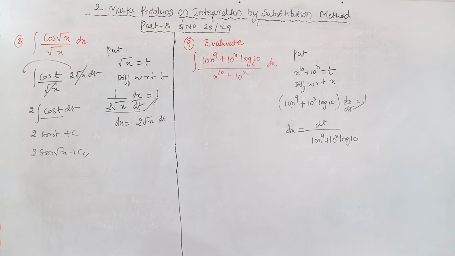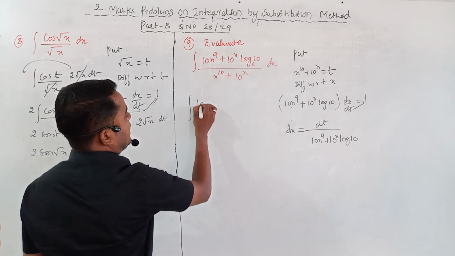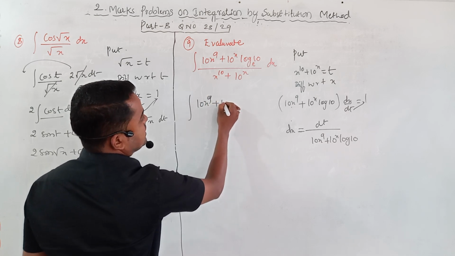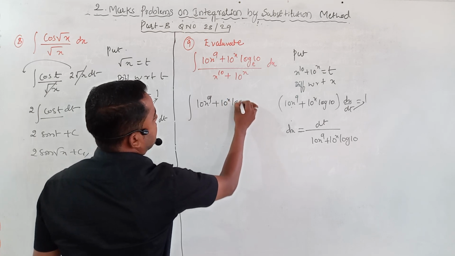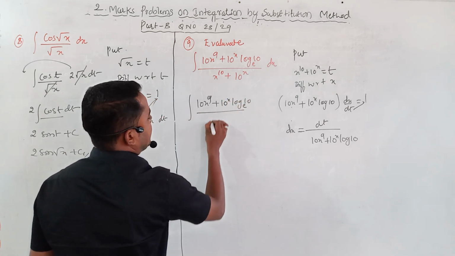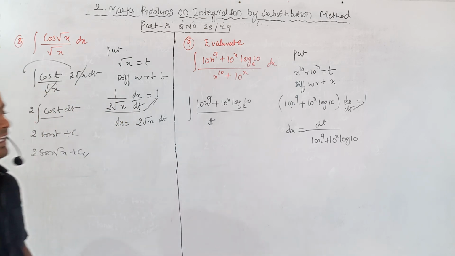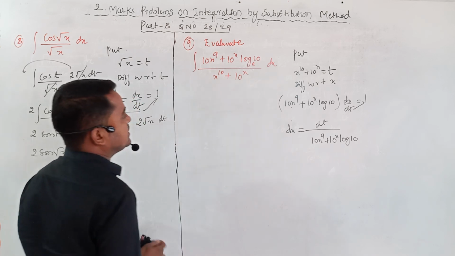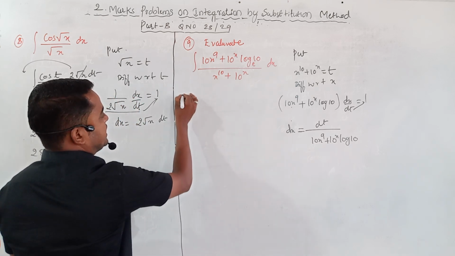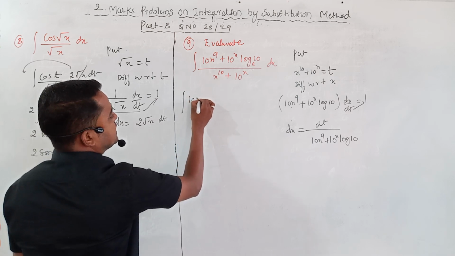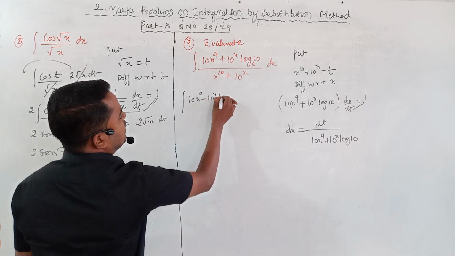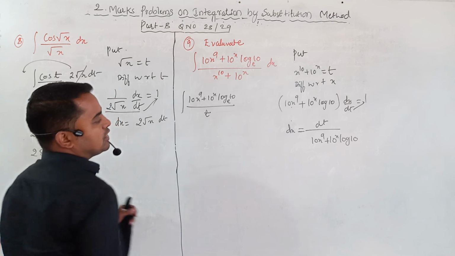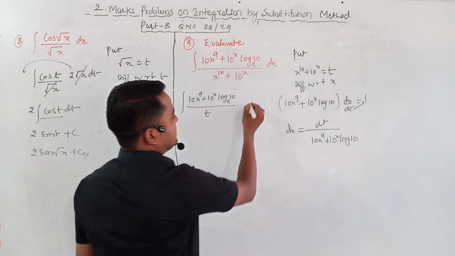Here it is 10x raised to 9 plus 10 raised to x log 10 to the base e, divided by t. Wait a minute, I will write it from here once again. Integration of 10x raised to 9 plus 10 raised to x log 10 to the base e, divided by t. Now dx means dt divided by this.